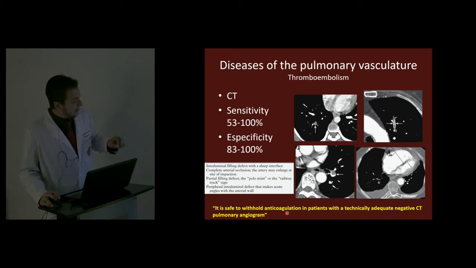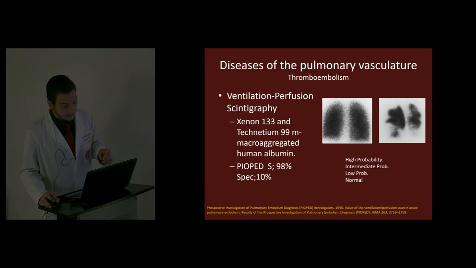I placed this little thing here that says that it is safe to withhold anticoagulation in patients with a technically adequate negative CT pulmonary angiogram. And this has to give us a heads up, because if we say that there's no thromboembolism in a patient, the clinician has all the bibliographic sustenance to withhold anticoagulation, and if it had pulmonary thromboembolism, this might be very severe for the patient we are assessing. So this is an important thing to remember.